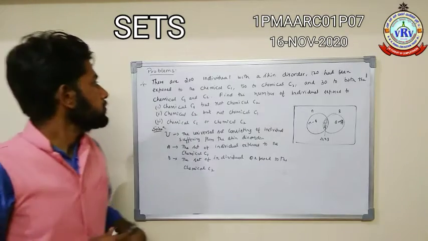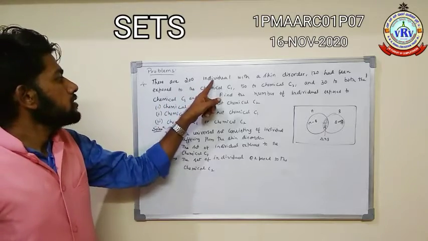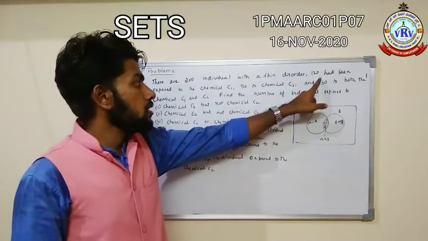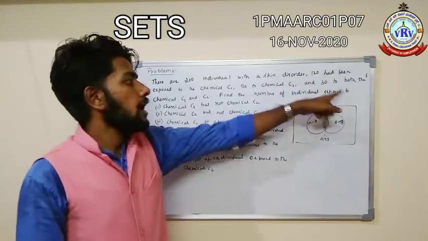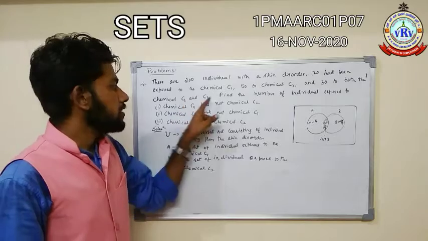In this next problem, there are 200 individuals with skin disorder. 120 had been exposed to the chemical 1, 50 to the chemical 2, and 30 to both chemicals C1 and C2.